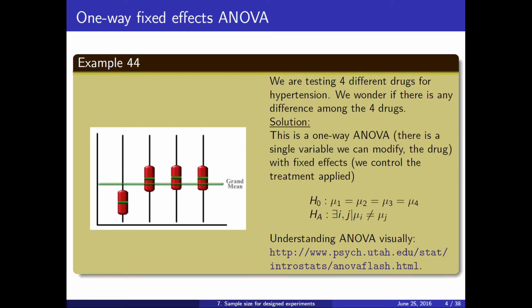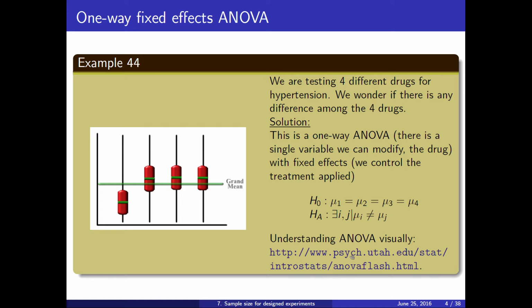Okay, so let's say that we are testing 4 different drugs for hypertension, and we wonder if there is any difference between the 4 drugs. And we will be a bit more precise later when we calculate the sample size. So this is a one-way Anova. We have 4 different drugs, and the Anova null hypothesis is that all the means are equal, so that there is no difference between the different treatments. And the alternative is that there are at least two treatments whose mean is different.